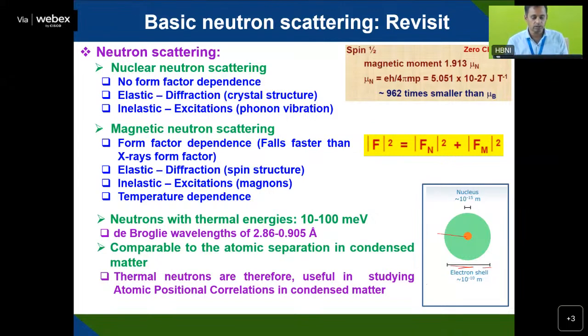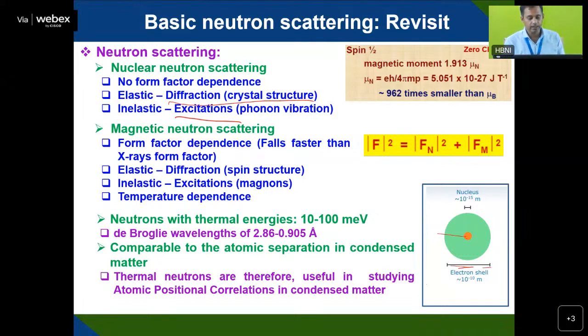Nuclear neutron scattering is not form factor dependent. As I told, in the case of electron scattering, X-ray scattering, there is a form factor that varies with sin theta by lambda. But here there is no form factor dependency, and it's elastic. From the elastic scattering, you'll be able to see the diffraction, the crystal structure. And from inelastic, the excitations, mainly the phonon vibration, you can see here. So you get both crystal structure and phonon vibration information from nuclear scattering.